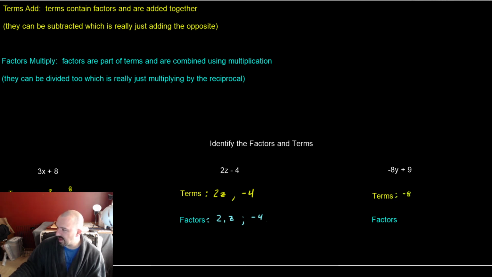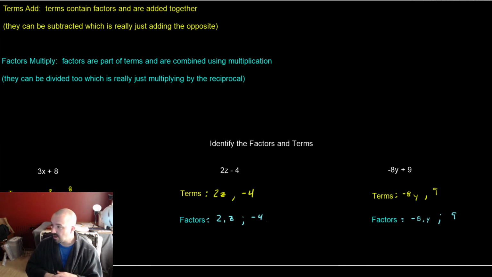All right. Last one here. We have a negative 8y, and then we have a 9 for the terms. And then for the factors, we're going to have negative 8 and y, and then the other term is going to be 9. Again, you could say it's 1 and 9, that sort of thing.